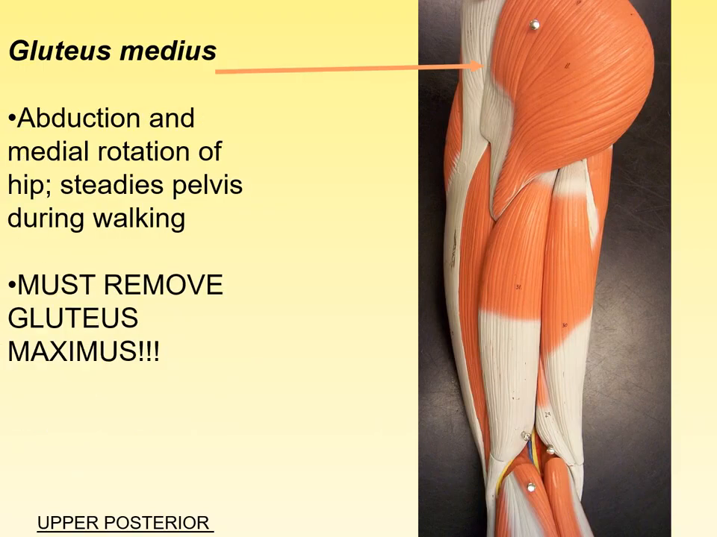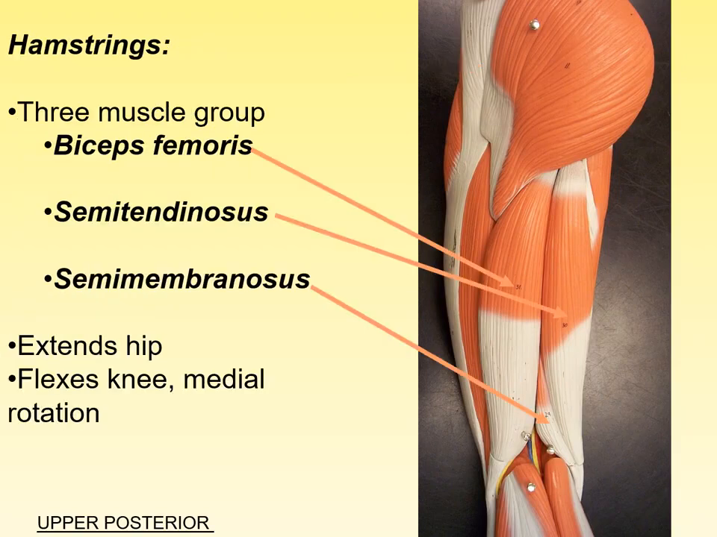The gluteus medius is below it, so you have to remove that muscle on a model in order to see it. It is also going to help steady the pelvis when you're walking, and it is involved with abduction and medial rotation of the hip. The hamstrings include the muscles biceps femoris, semitendinosus, and semimembranosus, involved with extending the hip, flexing the knee, and medial rotation.